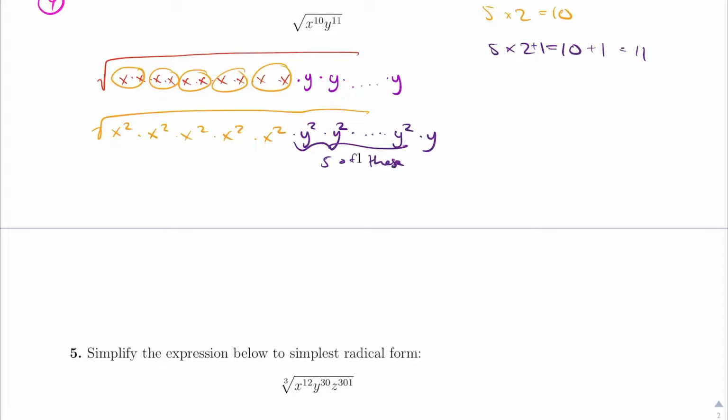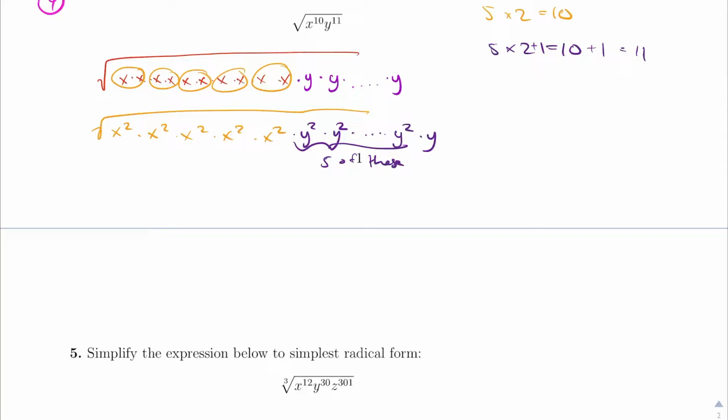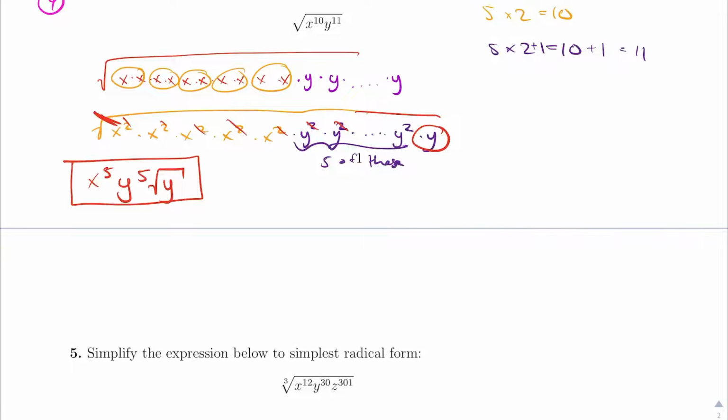I don't like writing out too much once I start finding these patterns, but what we see here is square root and square cancel, and that's going to happen a total of 5 times, so we end up with x to the 5th. Similarly for y, square root and square cancel, and that happens a total of 5 times, but there's still a leftover y inside of the square root. And that gives us x to the 5th, y to the 5th, times the square root of y.